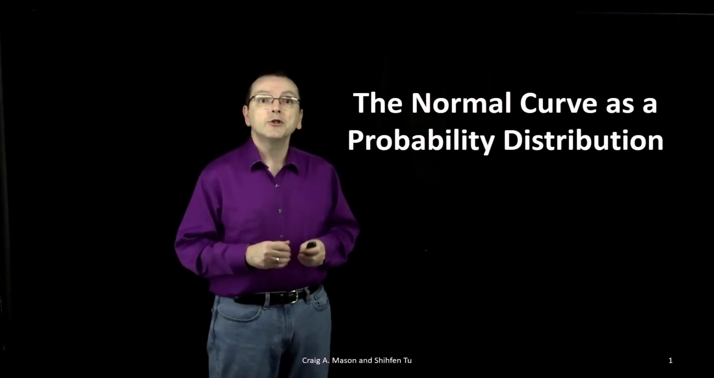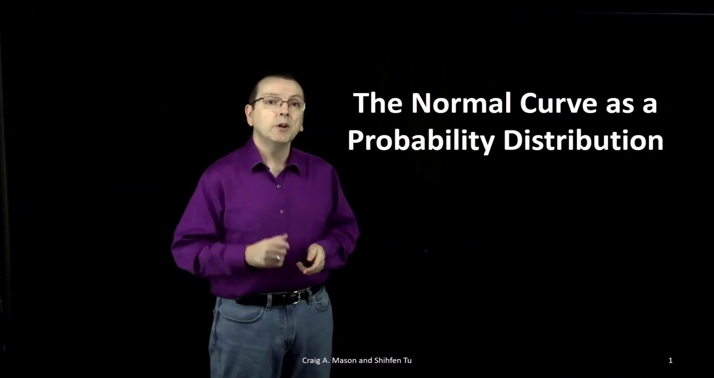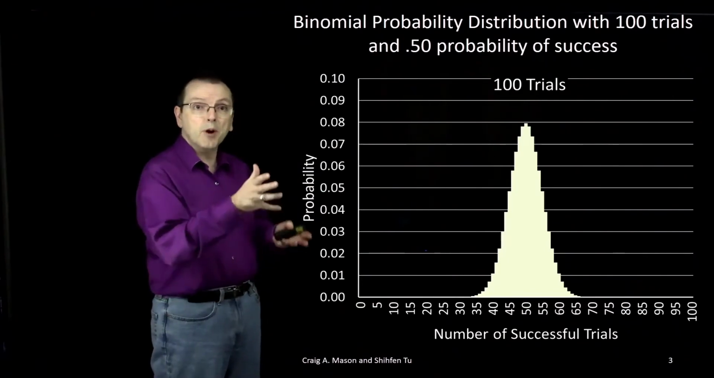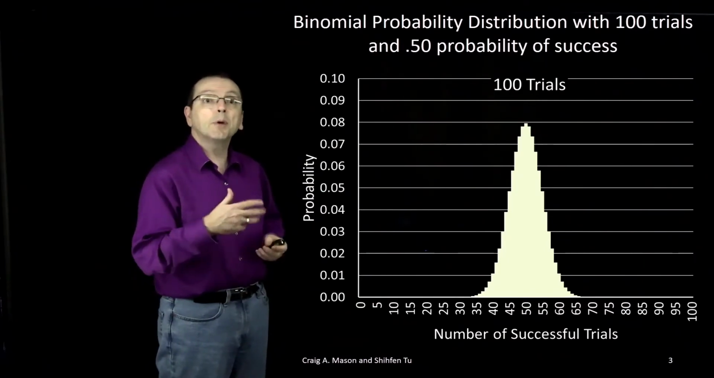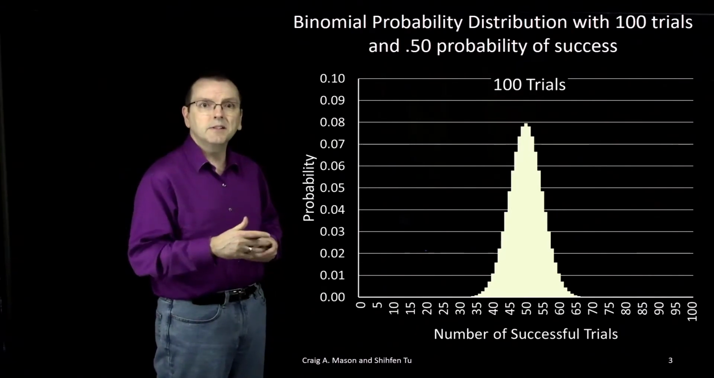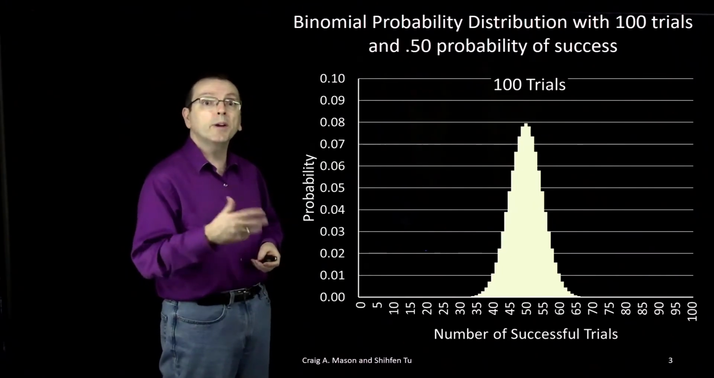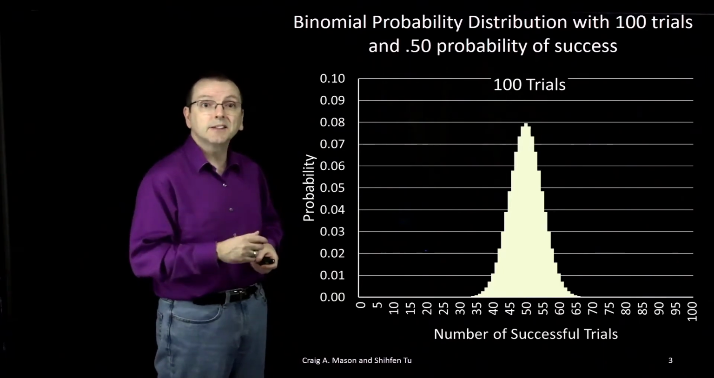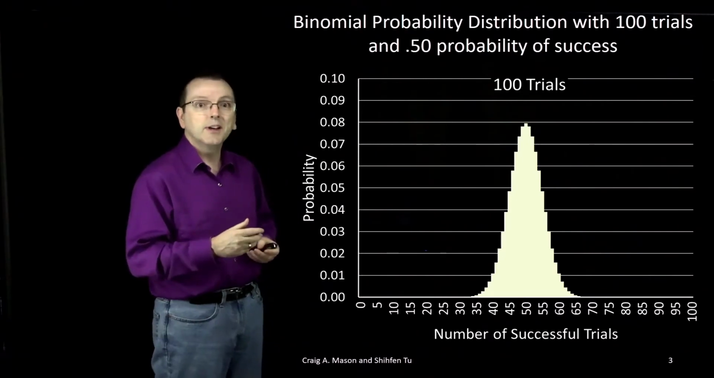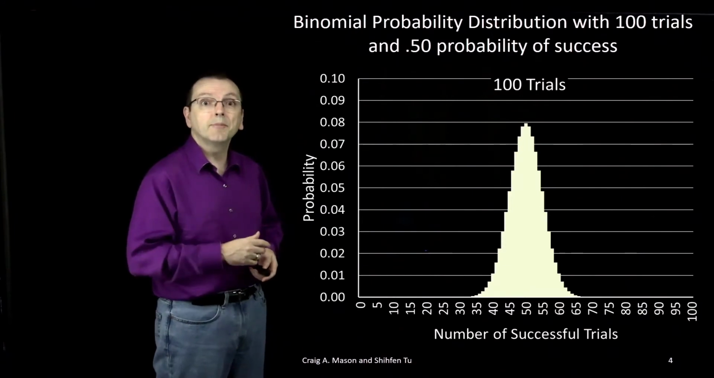In this video, we're going to expand our look at probability distributions, shifting to the normal curve. Now, we previously saw that we could create a probability distribution based on the probability of obtaining different numbers of heads flipping coins. This was specifically a binomial probability distribution with 0.5 probability of success, because our outcome only had two possible outcomes, heads or tails, and the probability of obtaining a head was equal to 0.5.